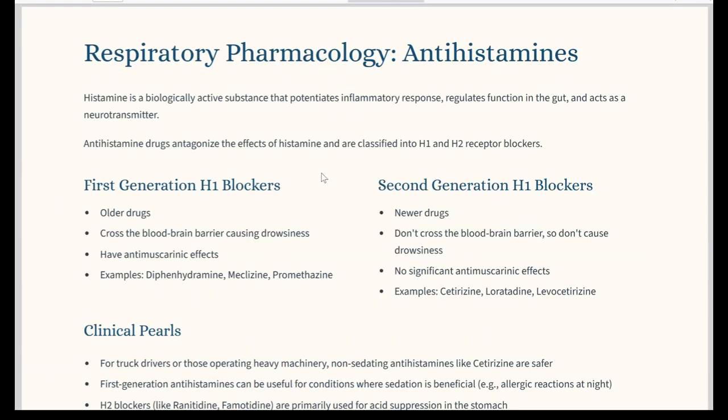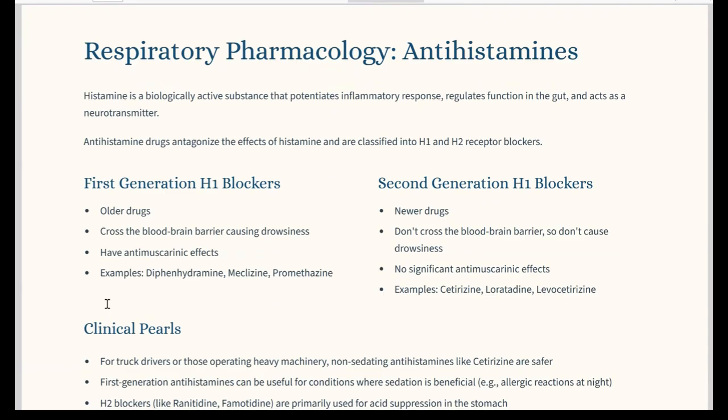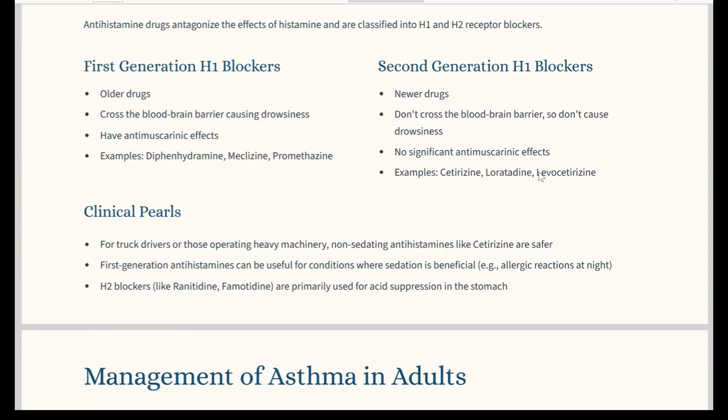Then you've got respiratory pharmacology, so antihistamines. First and second generation. Remember, second generation do not cross the blood-brain barrier. Remember the names because they will put these names in your MCQs. They will not give you the class, and you will have to remember which one it is. These are your MCQs here.